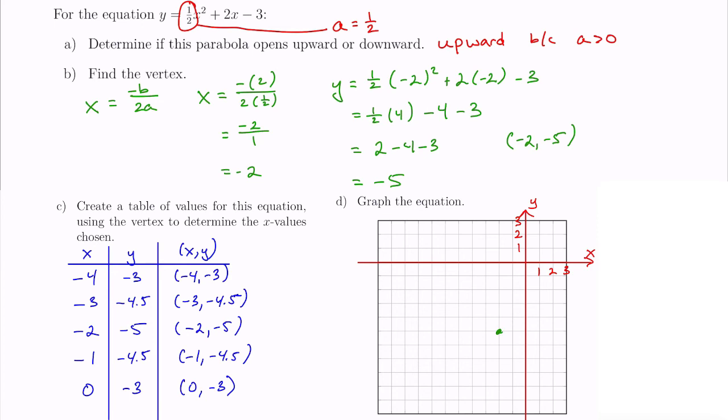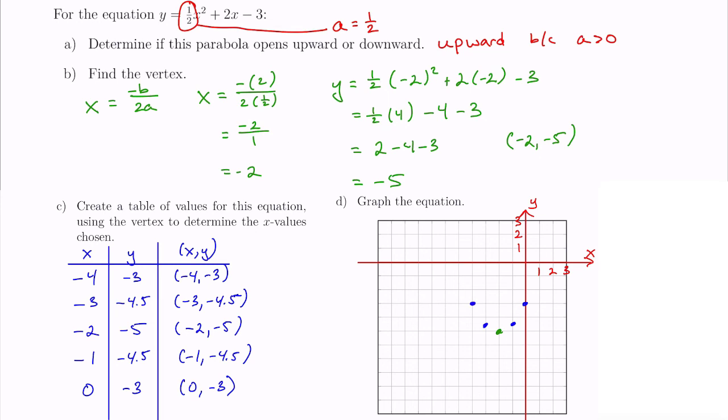One point was at -1, -4.5. Another point was at 0, -3. On the left side, we had a point at -3, -4.5. And we had another point at -4, -3.